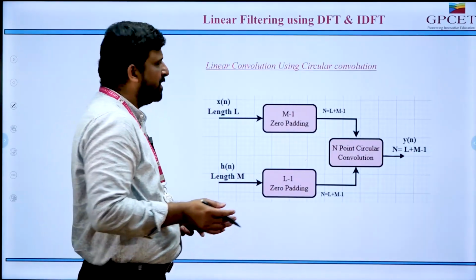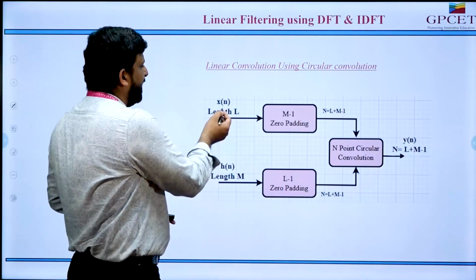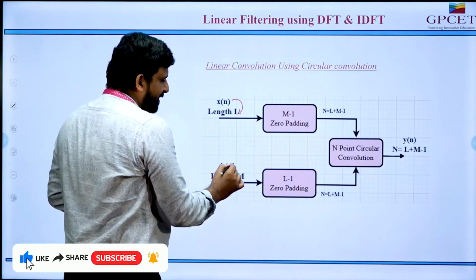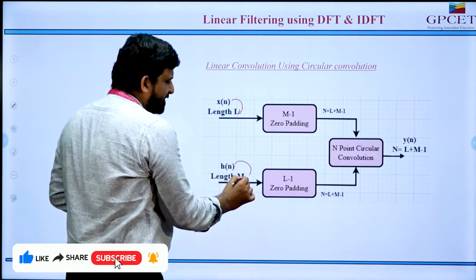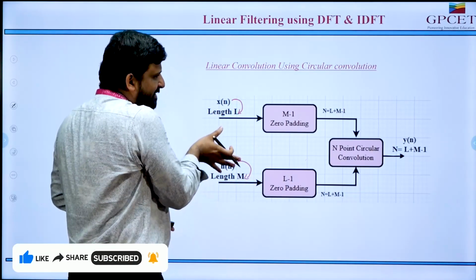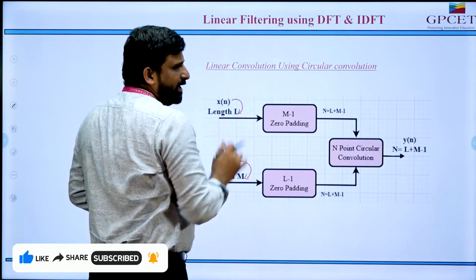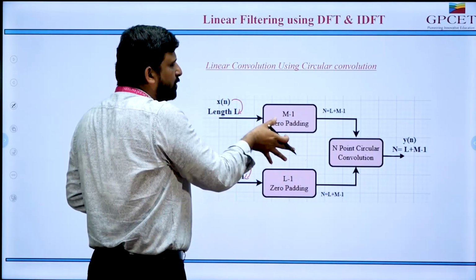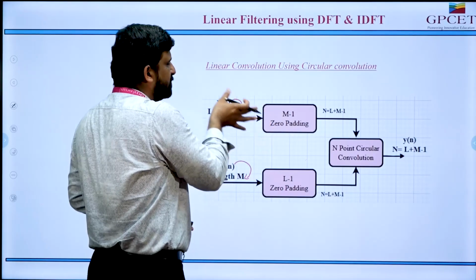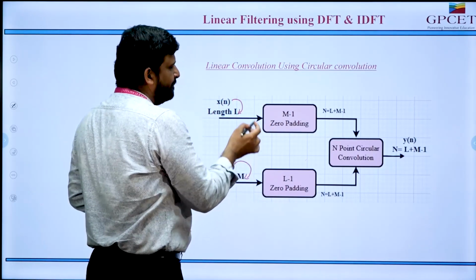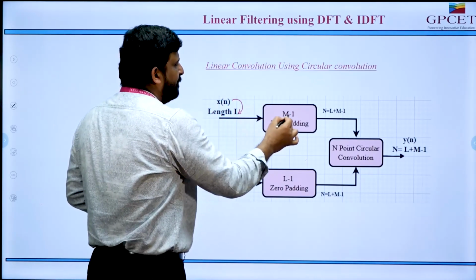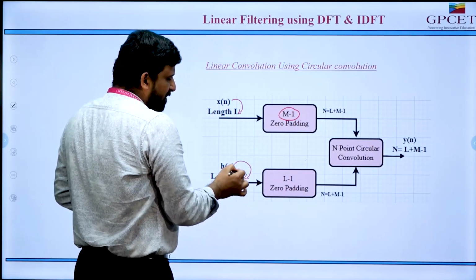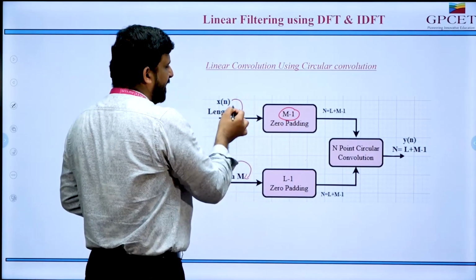What happens here? You will see the length of x of n is capital L, and the length of h of n is capital M. So these lengths are given as inputs. But I told you that here we need to balance the length of both sequences x of n and h of n. For that we are adding M minus 1. M is the length of h of n, so M minus 1 zeros are added to x of n.